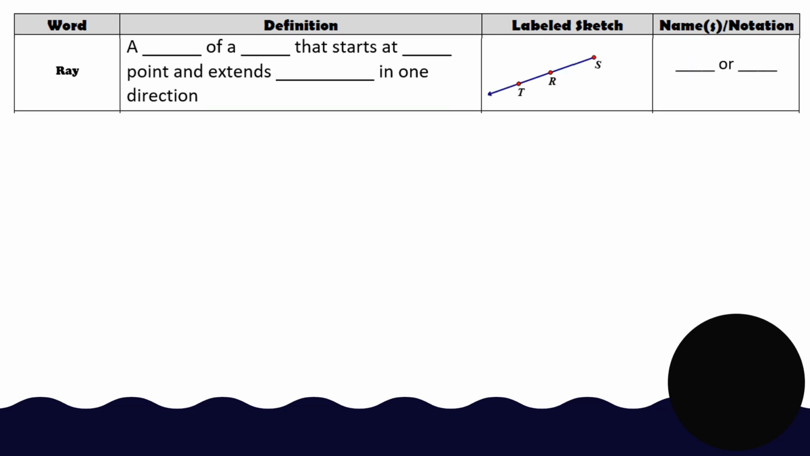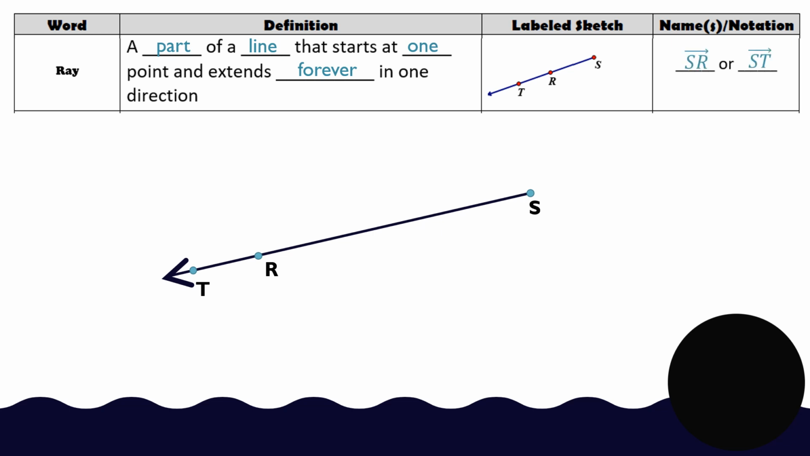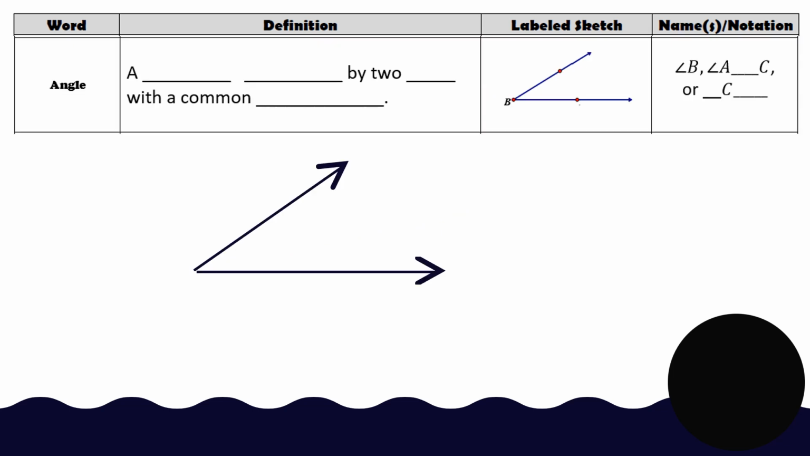Let's fill in the definition for ray. A ray is, let's get a picture up there, a part of a line that starts at, we're going to fill in this next blank, starts at one point and extends forever in one direction. Okay, and again, we'll talk a little bit more about the sketches and the names and the notation tomorrow. So just worry about filling out that definition part right now.